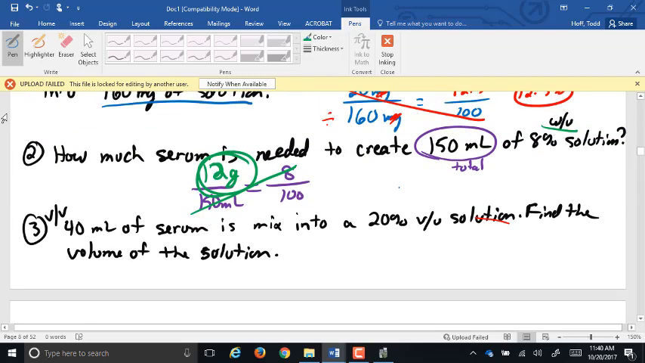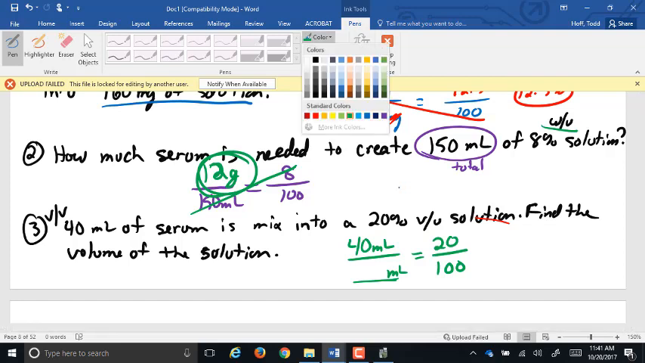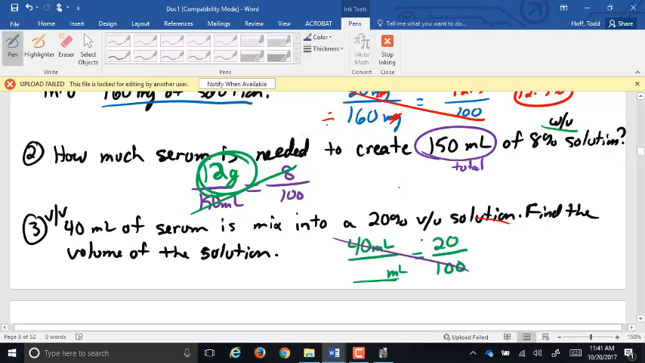Finally, the last one, 40 milliliters of serum. So that goes on top. It is mixed into a 20%, so that's 20 over 100 on the other side. Find the total volume. So you will cross multiply and divide. 40 times 100 divided by 20 is 200 milliliters.